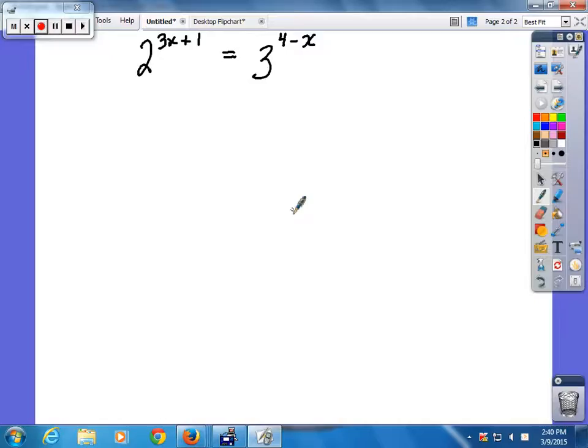Now, whenever you have one like this, because most of you are going to sit there and meditate unless you've had this before, whenever you have a number raised to an exponential variable, the best thing to do is take the log of both sides. So go ahead and write that down somewhere and highlight it. Take the log of both sides.